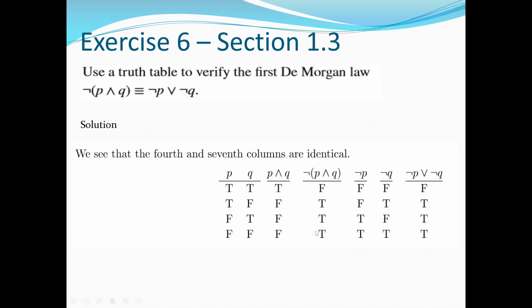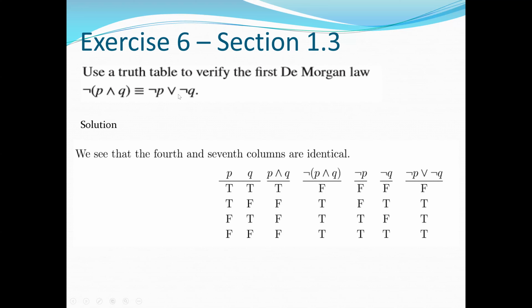Then we have not P or not Q. So I look for not P. P is true, so not P is false. P is false, so not P is true. Then I look for not Q. Q is true, so not Q is false. Q is false, so not Q is true.